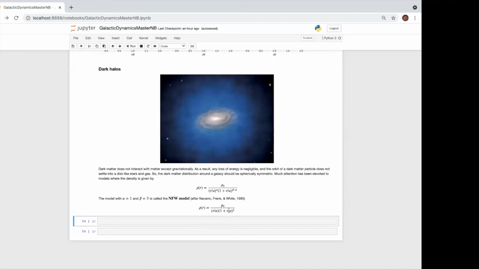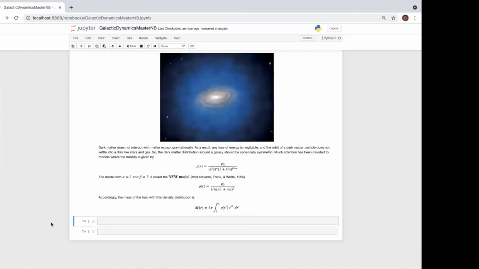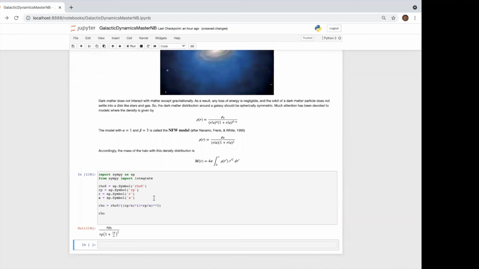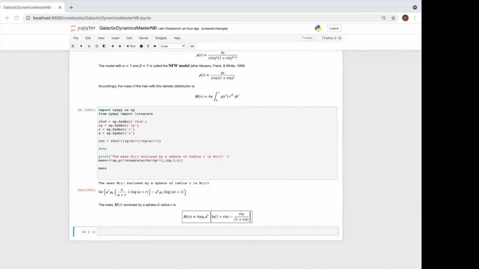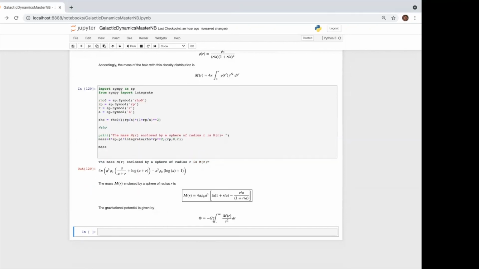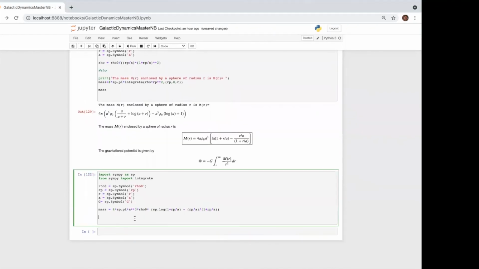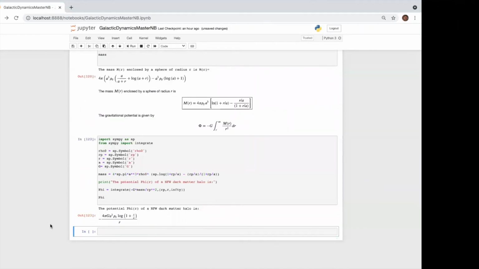We can integrate this to find the mass. The mass should be given by the integral of the density. So let's use SymPy to integrate this. Let's input the density and now integrate for the mass. So this is the mass distribution of the dark matter halo. Now we can calculate the gravitational potential, which is given by the integral of this mass distribution. Let's use SymPy again. So this is the mass, and this is the gravitational potential.